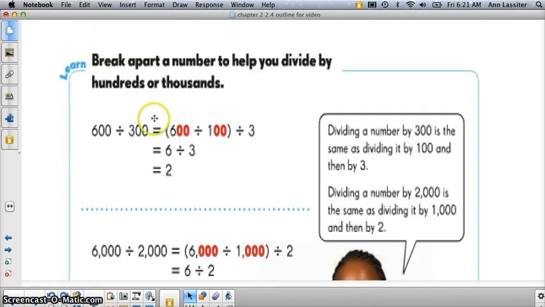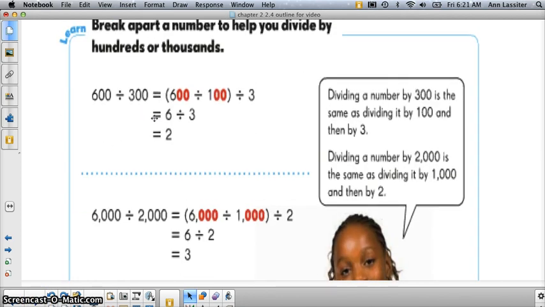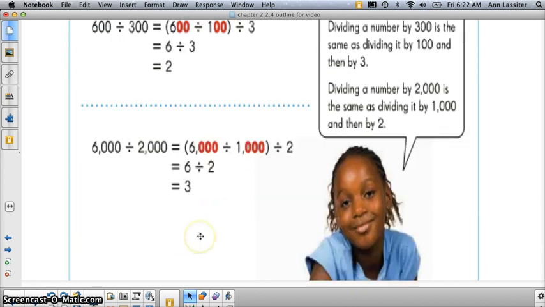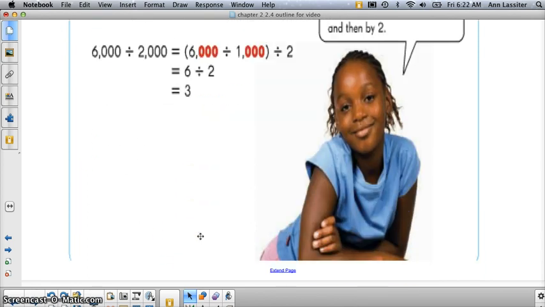Then again, just as we did for multiplication, now we're going to divide by multiples of 100 or 1,000. So if we're dividing by 300, we're going to split it into first dividing by 100 and then dividing by 3. The division by the power of 10, 100 or 1,000, is going to make my number much smaller and then a simpler division problem.